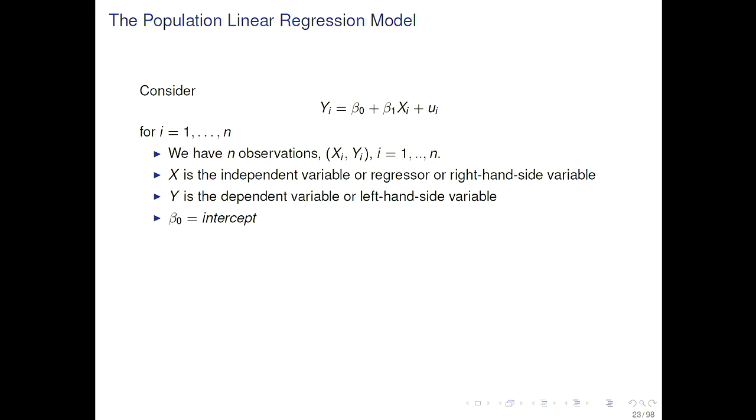Beta naught is the intercept and beta 1 is the slope. These two are population parameters that we want to estimate using the data. And u_i is a regression error, or just error, or prediction error. Depending on the textbook or the paper that you are reading, the name for this last term can be different: error, regression error, or prediction error.